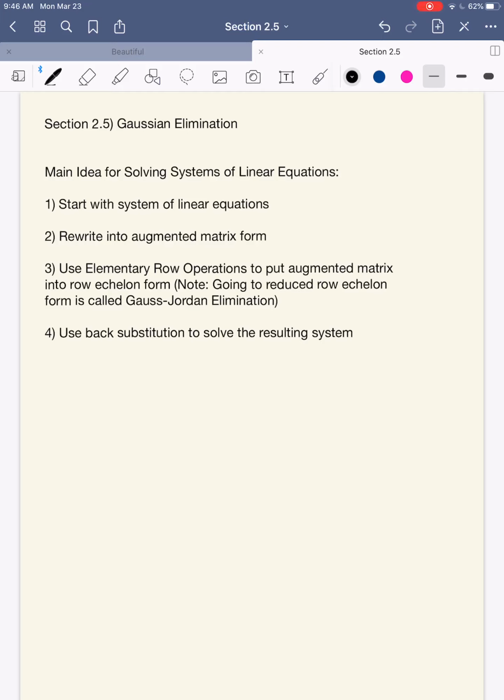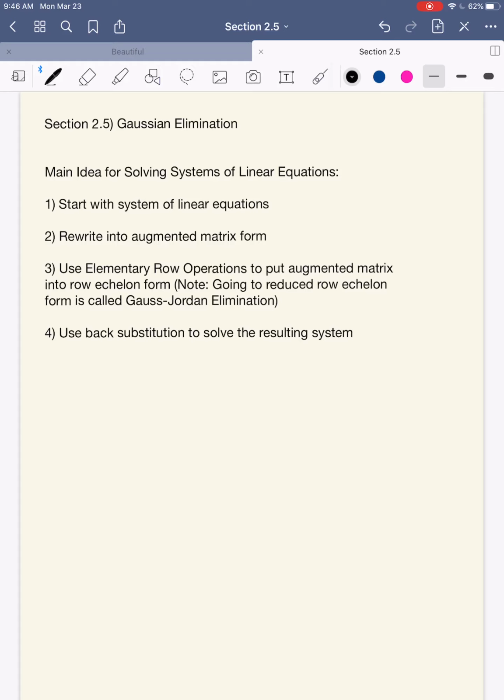Today we're going to be working through section 2.5 from your textbook, which discusses the solving technique known as Gaussian elimination. Now, we're going to do section 2.5 in two videos. In this first video, we're going to talk about the computational side of Gaussian elimination. In other words, we're going to run through a couple examples of using matrices, augmented matrices, and row echelon form to actually solve systems of linear equations.